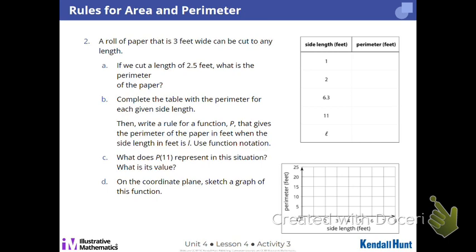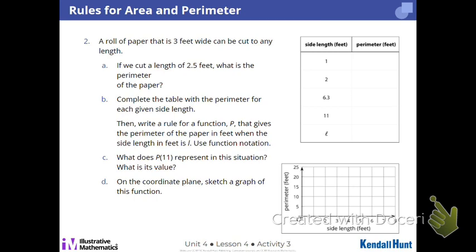You're going to roll through the questions associated with this paper situation. So again, it's 3 feet wide coming off the roll, but you can cut it to any length, right? Maybe I just walk all the way down the hallway. That'd be fun. Maybe wasteful, but fun. So you're going to roll through these questions with your partner. I think this should take about 6 minutes. Let's get after it.